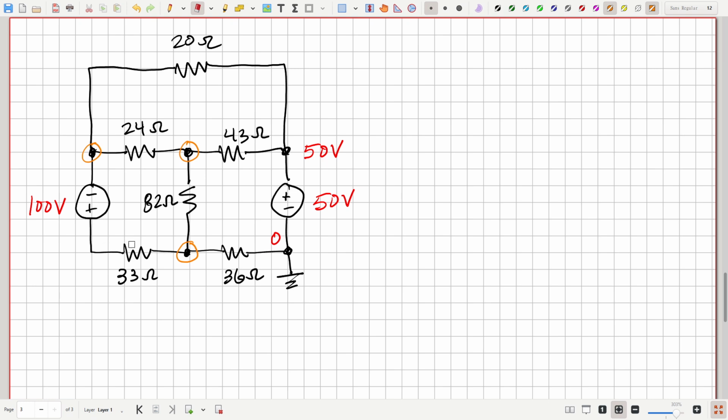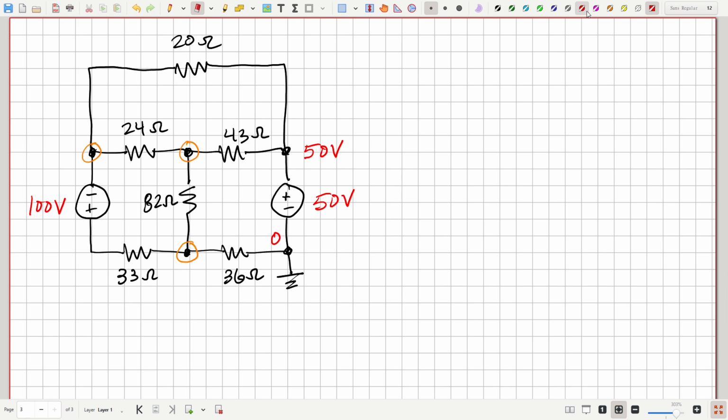So what do we do? We don't use the supernode concept, because remember, the supernode concept was to get around the problem that we don't know what the current is through a voltage source. We don't have a formula for that. But this voltage source is in series with a resistor, and we do have a formula for the current through a resistor. So if we solve for that current, that'll be the same as the current through this voltage source. So we don't need the supernode anymore. In fact, we don't want to use it.